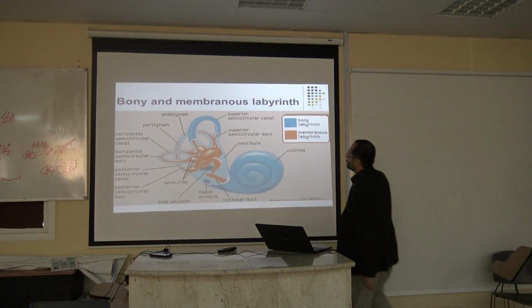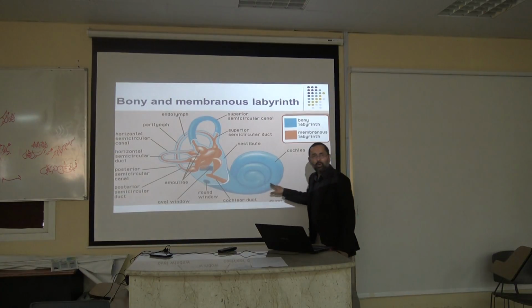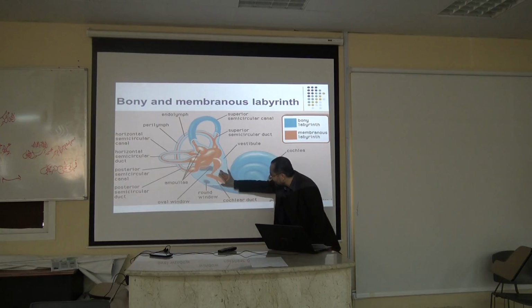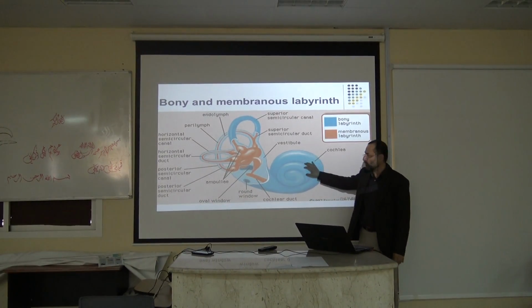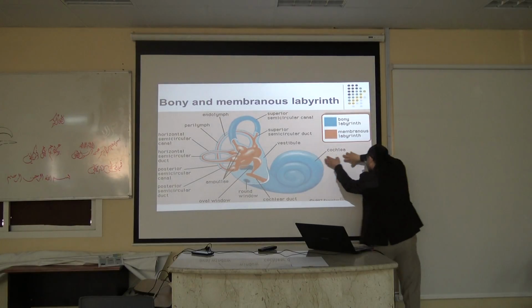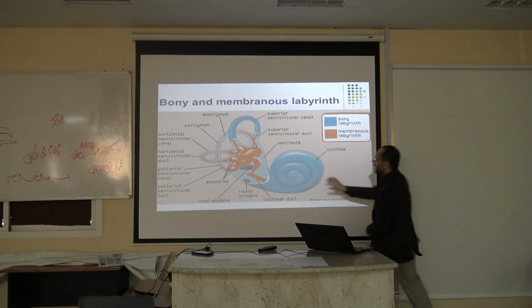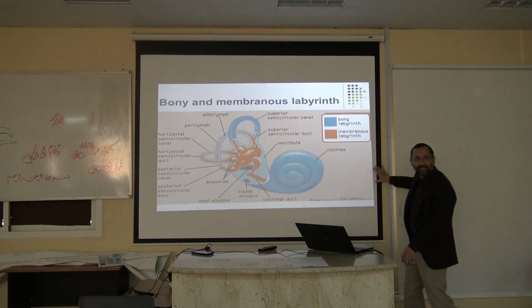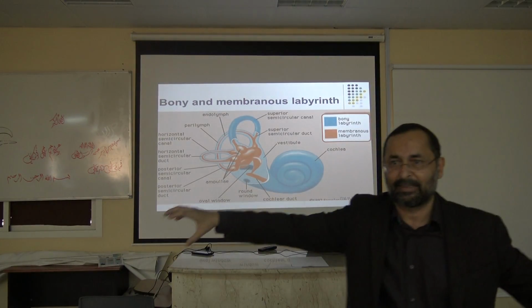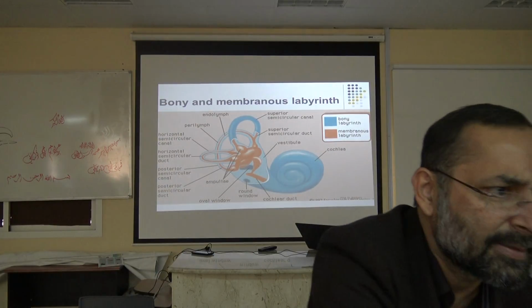Now, the cochlea is a coiled, bony tube, and inside that tube you have the membranous tubes. This is coiled. If you open it up and make it straight, it will become like a straight tube. For understanding you can make it straight like this, then you can recoil it.